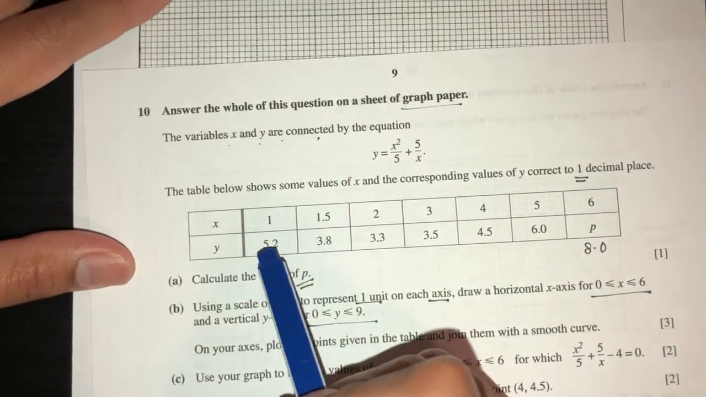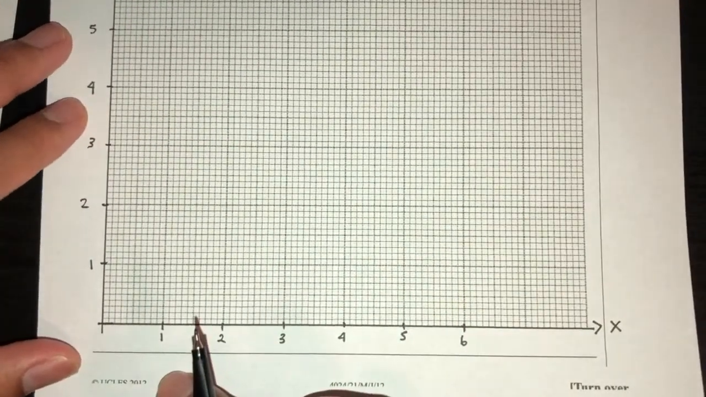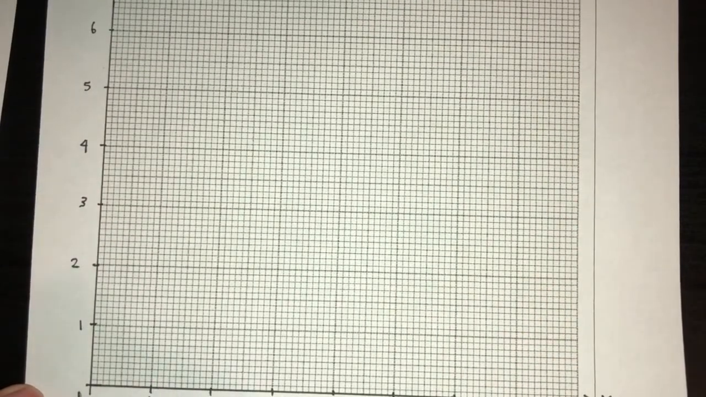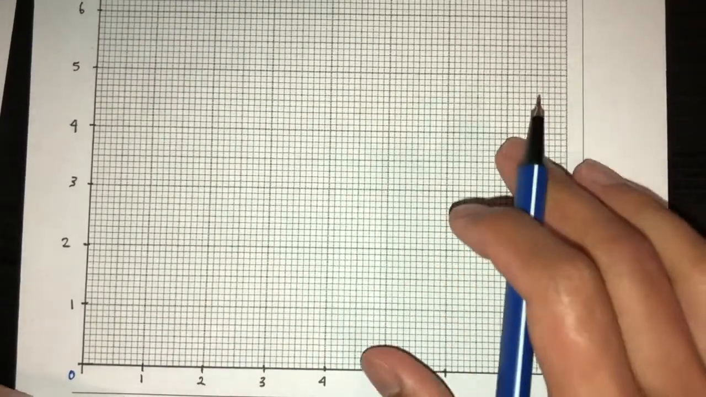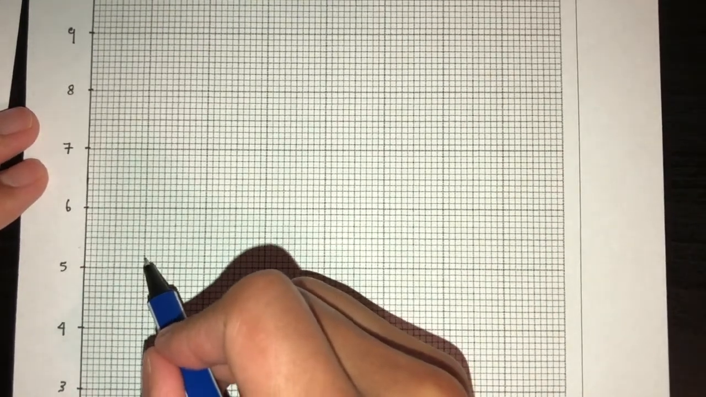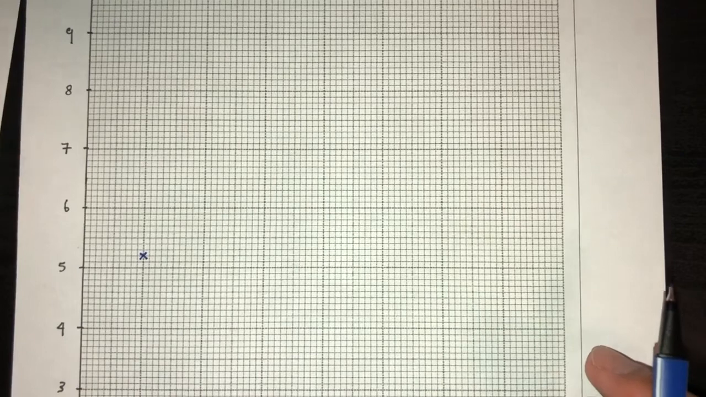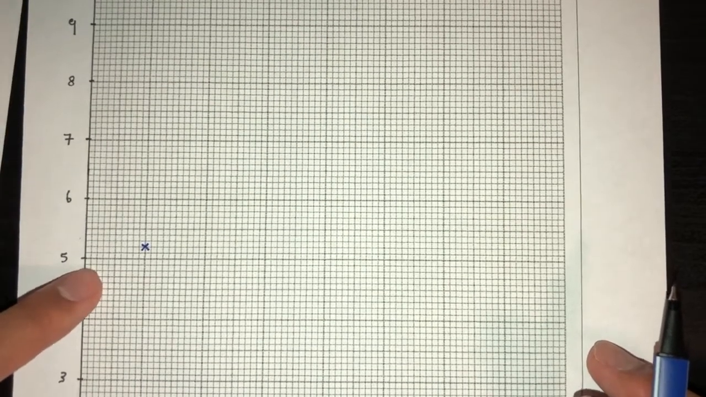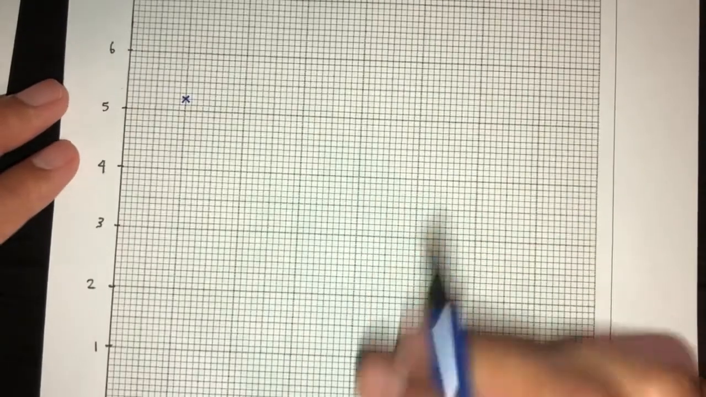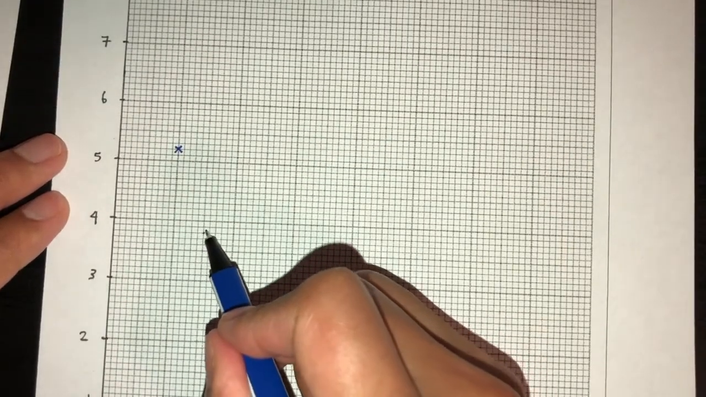Now let's plot the points of this graph. So the first point is 1, 5.2. Let's do that. No, it's 5.2, not 52, my bad. So x is 1, y is 5.2, that will be right here. And then we have 1.5 to 3.8. So 1.5 will be here, and 3.8 will be right here.